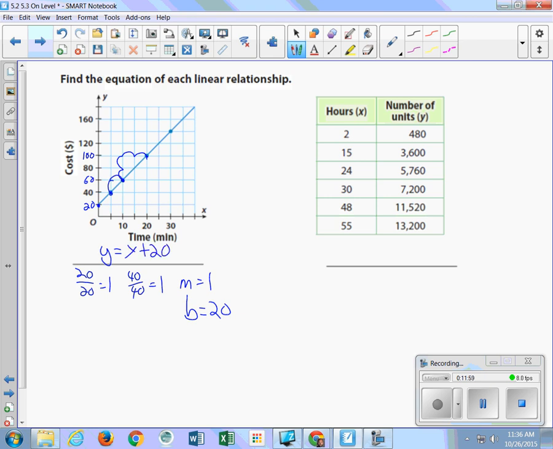Excuse me. Now for the table, we're going to use the slope formula to find the slope. So here's x, there's y. 1, 2, 1, 2. So I'm going to say 3,600 minus 480 over 15 minus 2. Use your calculator.